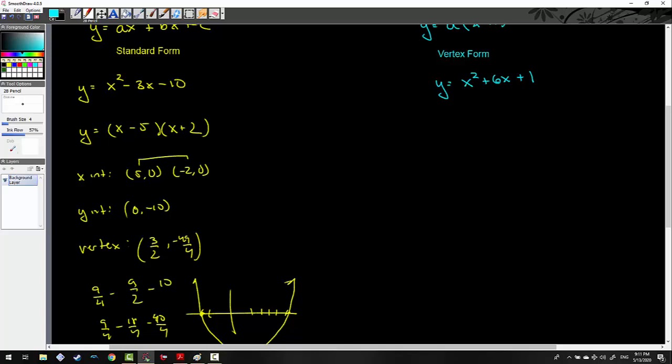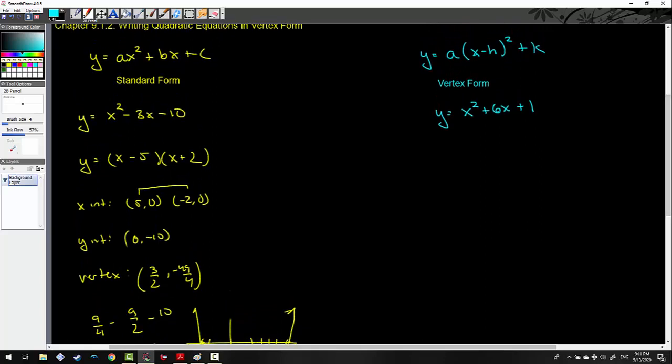This clearly can't be factored, but we're going to be asked to graph this thing anyway. Now, how do we do that? We could just plug in a bunch of random points and pray that we get some type of quadratic, or we can find a way to convert this standard form into this vertex form.